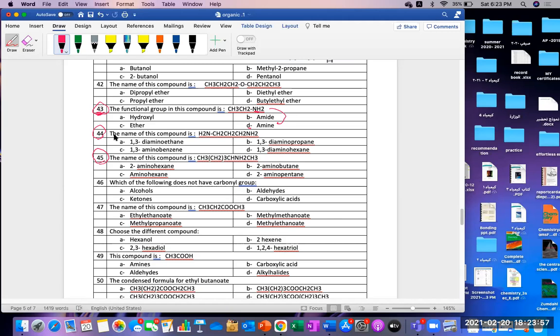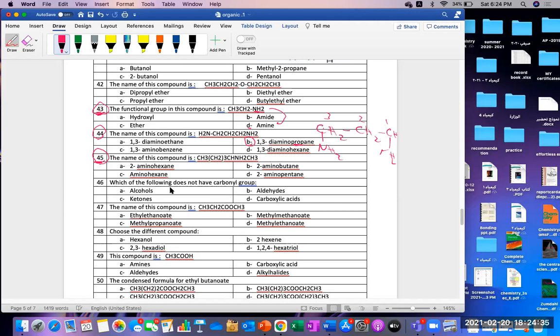You need only to see the numbers that you have. So if you draw the compound, it will be like this: CH2, CH2, CH2. We have 1, 2, 3, and we have NH2 here and NH2 there. So the numbers of the NH2 will be 1 and 3, and you have di, okay, but the chain is 1, 2, 3, it's a propane. So we have the chain of 3 carbons, so it's a propane, so it should be B. So it will be 1,3-diaminopropane, and you only choose it because the chain is 3 carbons, so it should be propane.